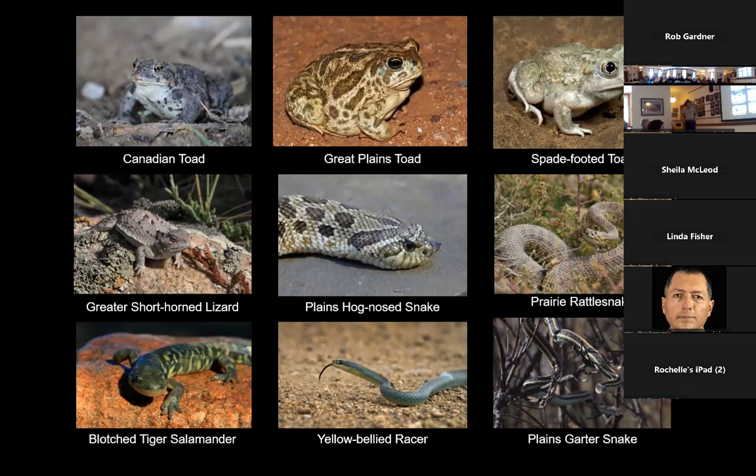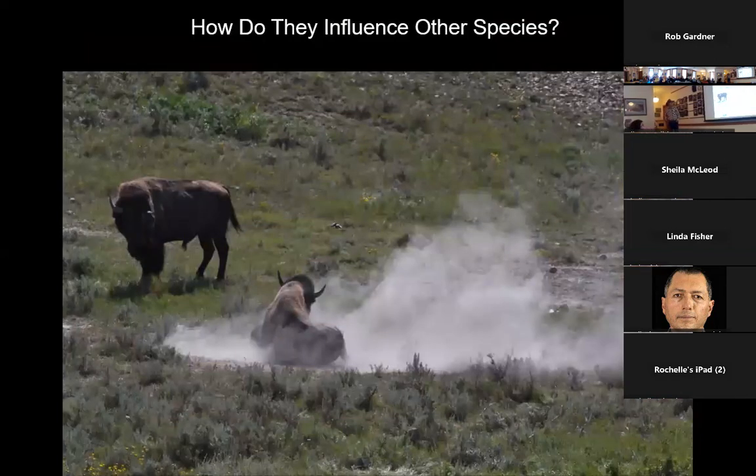The greater short-horned lizard is an endangered species in Canada. It's at the very northern tip of its range. It's no bigger than the tip of my thumb. It's virtually invisible unless you get it ready to move. And we'll talk more about the toads coming up. So how do they influence, how do they do all this magic?